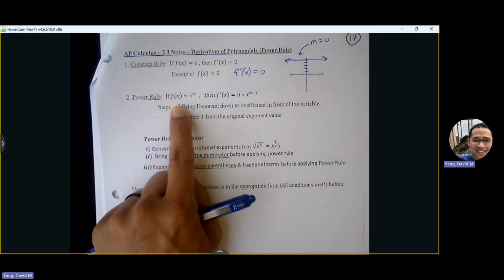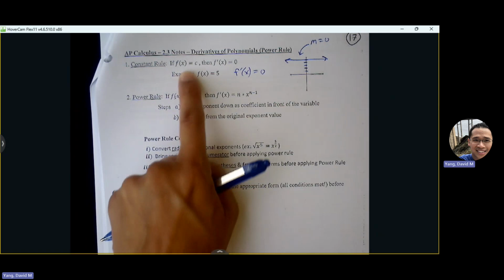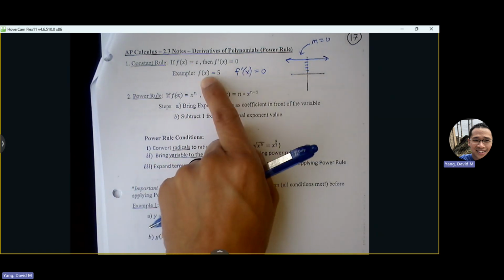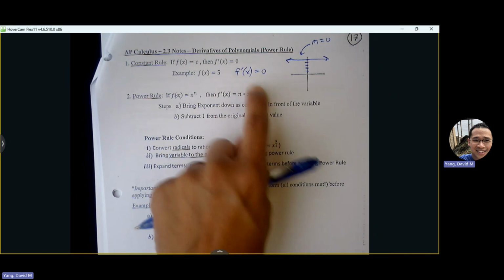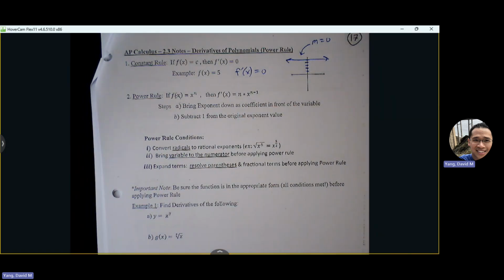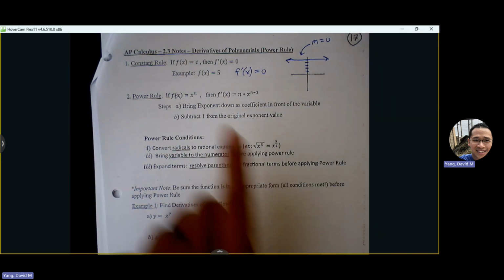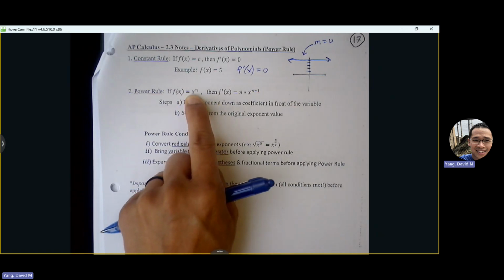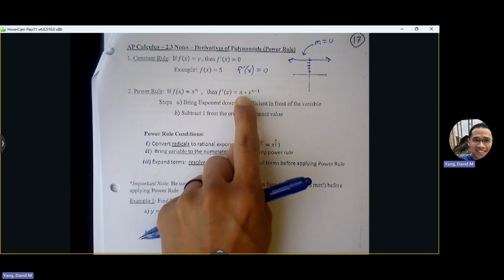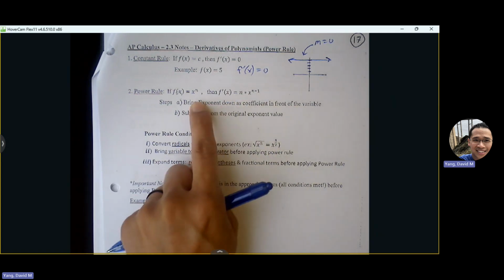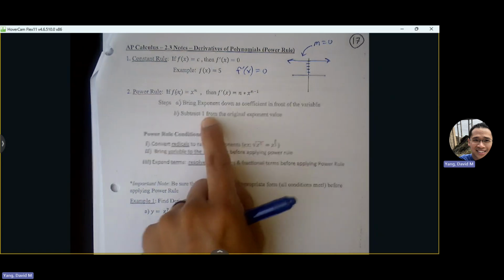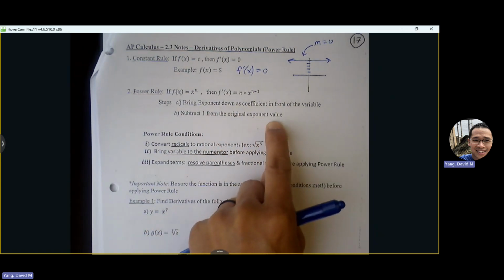So here's power rule. Power rule is for any function that has a degree. If you see here, this constant has degree 0, so we have a special rule for that. We know that's just slope. Slope is 0. If my function is in the form of x to the n, then the derivative is just n times x to the n minus 1. So what we do is we bring that exponent down in front as a coefficient, and then we subtract 1 from the original exponent value.